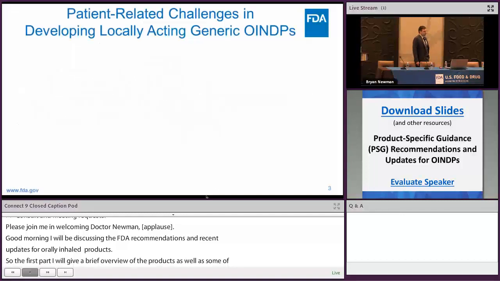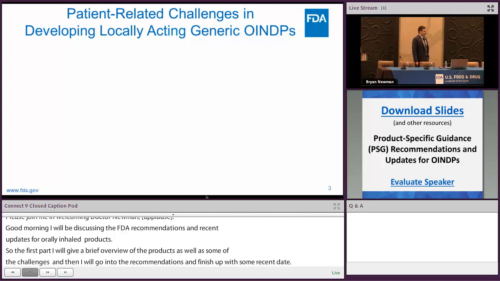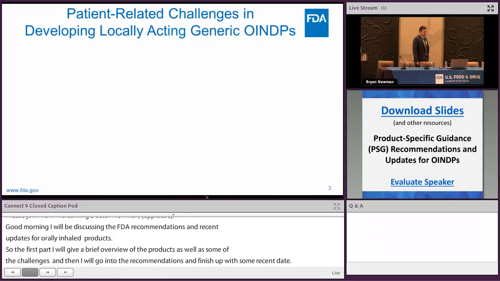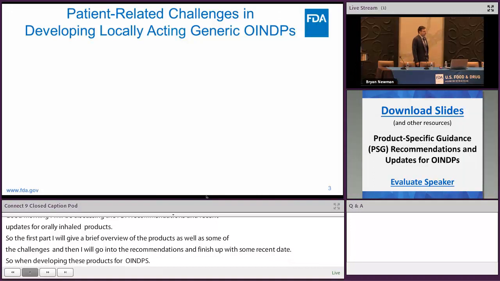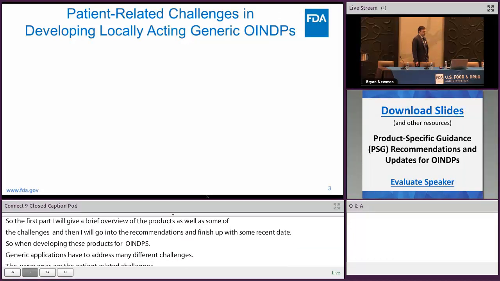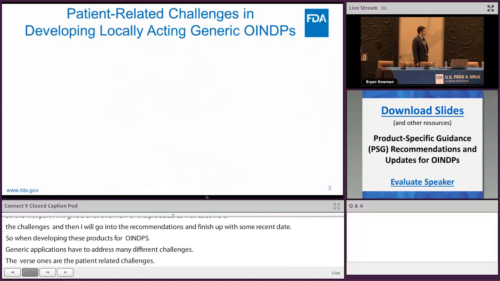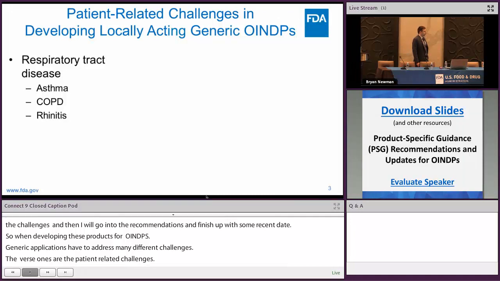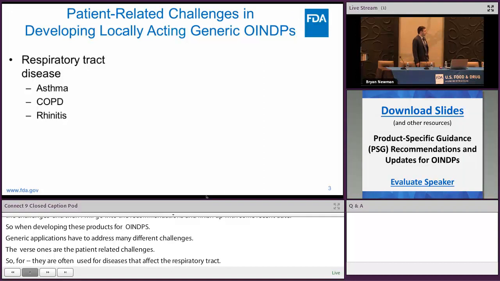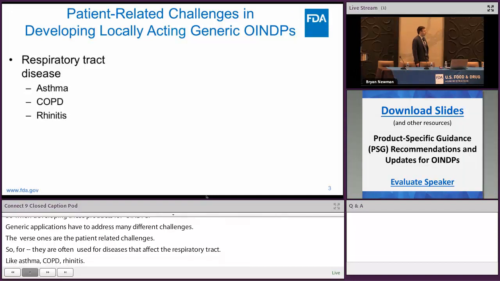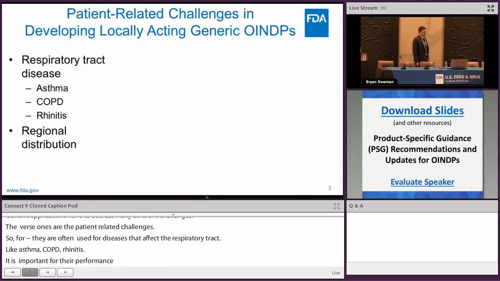So when developing locally acting generic drug products for OINDPs, generic applicants have to address many different types of challenges. The first set of challenges that I wanted to detail here are the patient-related challenges. So these types of products are often indicated for the treatment of diseases that impact the respiratory tract, and these can include asthma, COPD, and rhinitis. And for these drug products to work, they have to reach the local site of action within the lung and nasal cavity. So their performance will be dependent on factors such as achieving an adequate regional drug distribution at the local site of action.